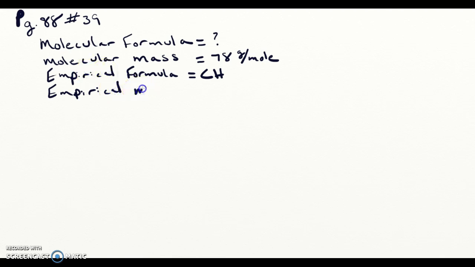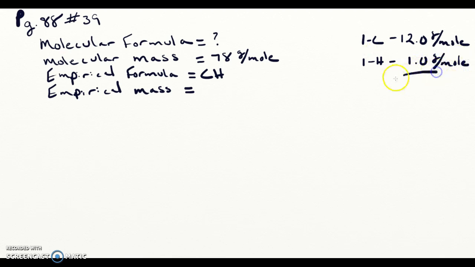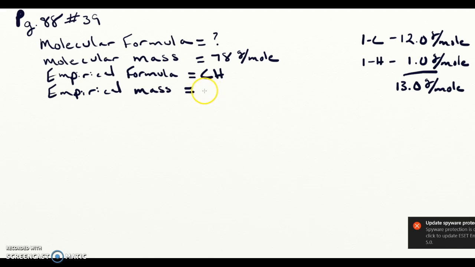And then there's also an empirical mass. You can get the empirical mass from the empirical formula: you just take the C and the H and find out their mass. So in the empirical formula, there's 1 C, which is 12.0 grams per mole, and then there's 1 H, which is 1.0 gram per mole, and you add them together, and it gives you a total of 13.0 grams per mole. I'm going to put that in here because it doesn't give it to you in the problem.